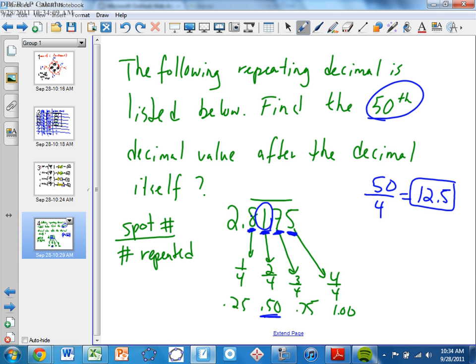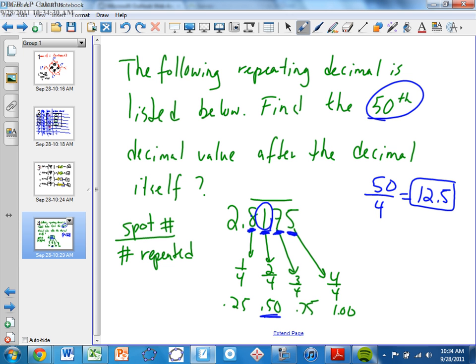Now, there are questions on the SAT that say find the 263rd spot. You don't want to do that in your head. You don't want to even think about writing it all out. So you take 263, if it repeats 4 times, you divide by 4, you find the corresponding decimal. Now, this works even if there's 10 spots repeating, or 8 spots repeating, anything.